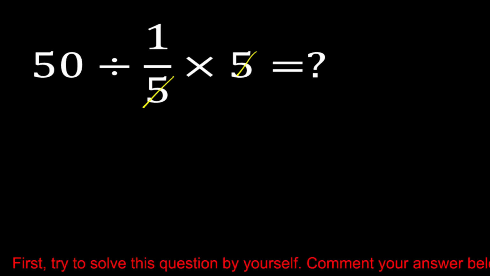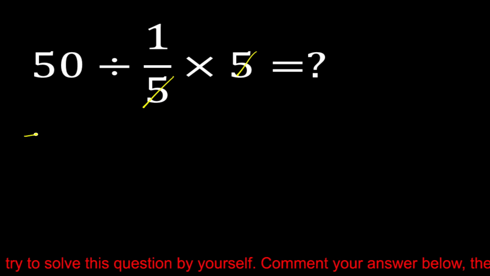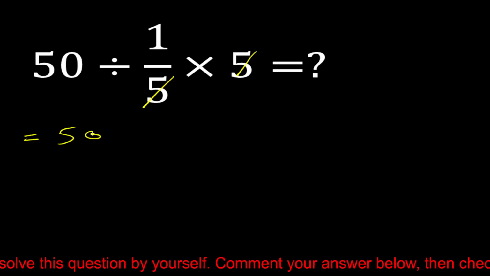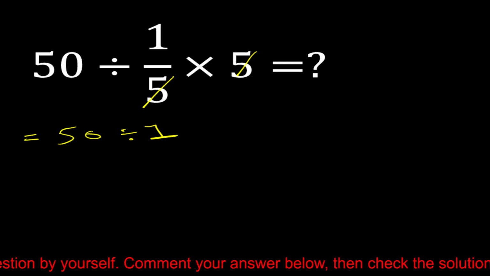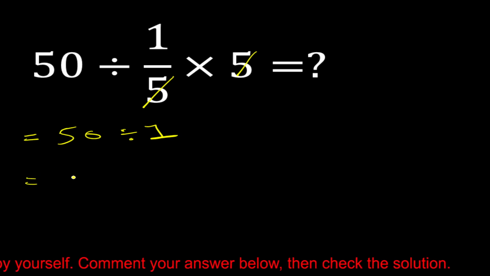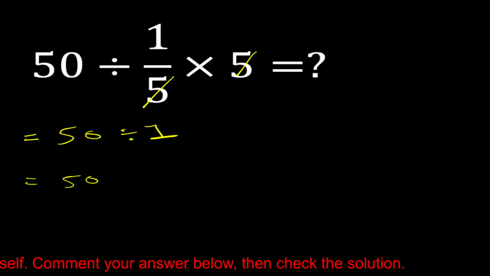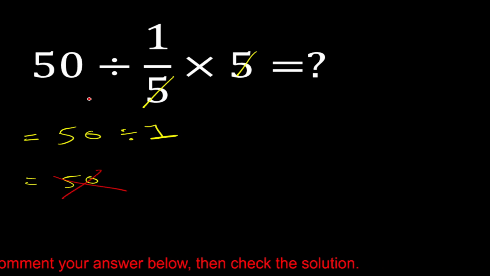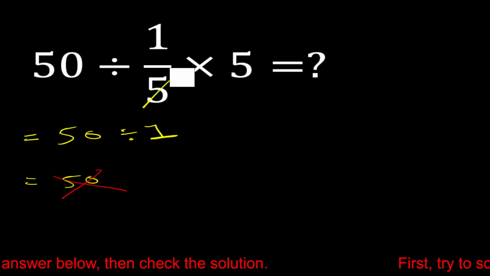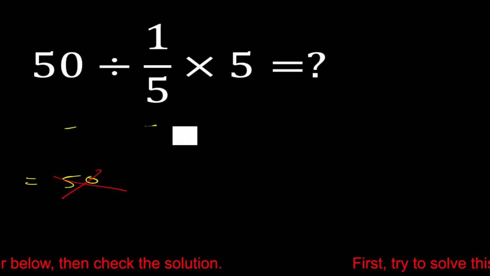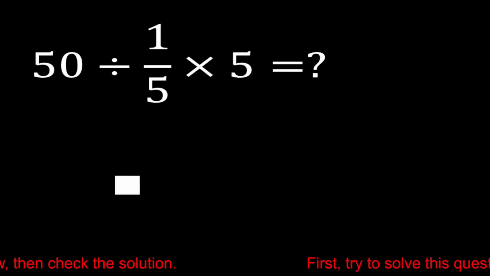So now 50 divided by 1 is equal to 50, okay? But this answer is not correct. This answer is completely wrong. So now let's solve this problem correctly by using the PEMDAS rule, okay?